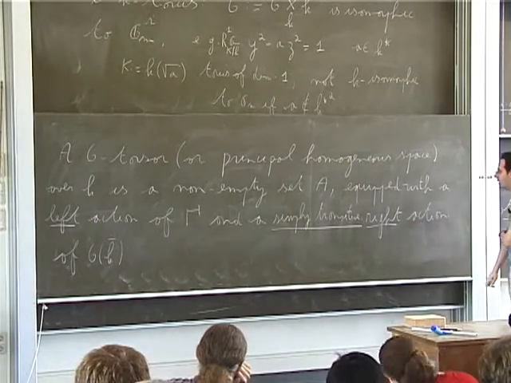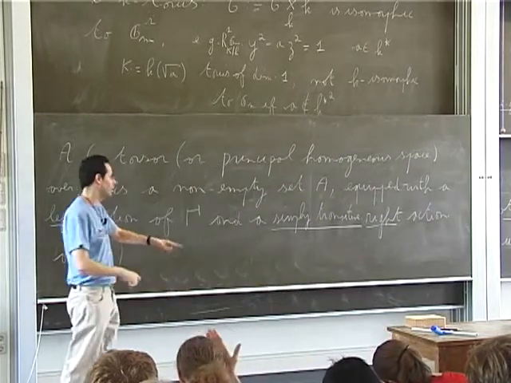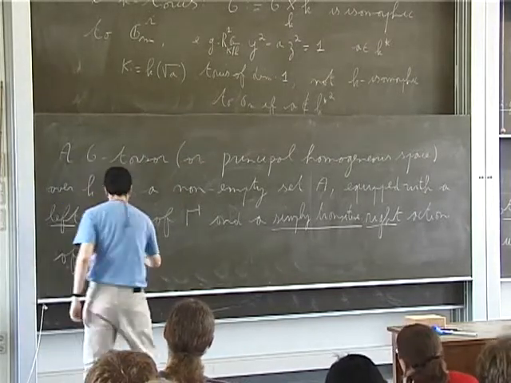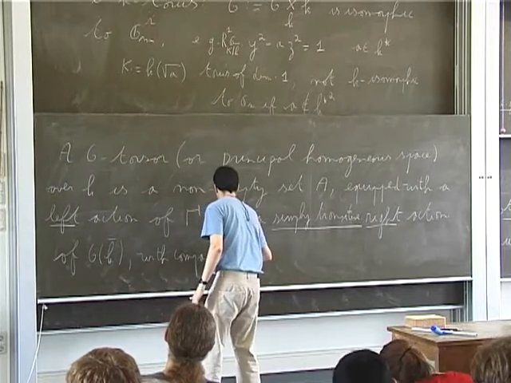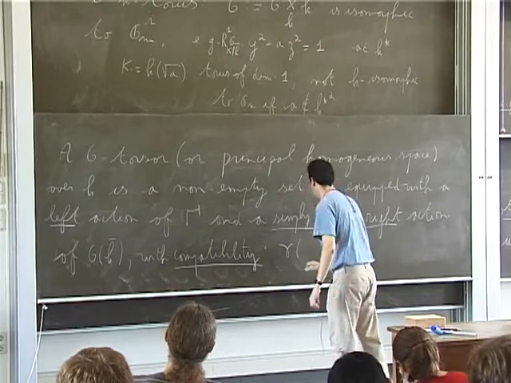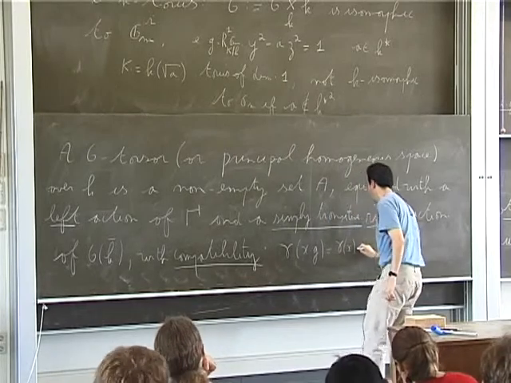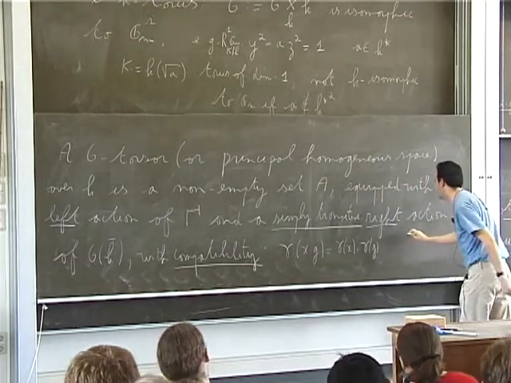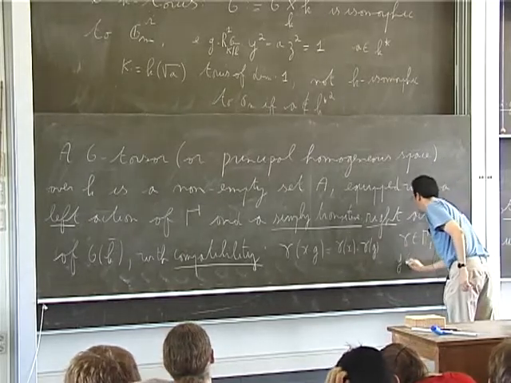So simply transitive means that if you take two elements, there is one and only one element of G of K bar sending the first one to the other one. And of course, these both actions have to be compatible. So what does it mean, compatible? This means that if you take gamma acting on x times g, it's gamma of x times gamma of g. Here gamma is an element of the Galois group, x is an element of A, and g is an element of G of K bar.